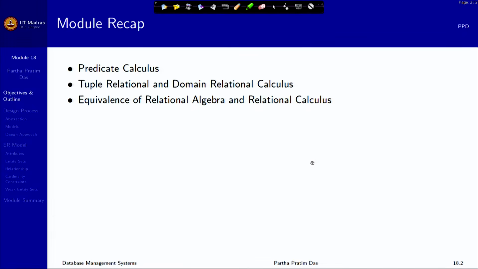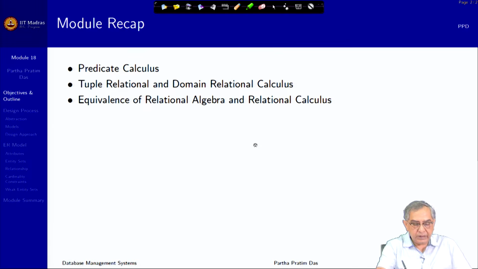In the last two modules, we have taken a look at the relational algebra, as well as, in the last module, the calculus. And we will interchangeably keep using these notions as we go forward to design the database, as well as we work on designing the query.